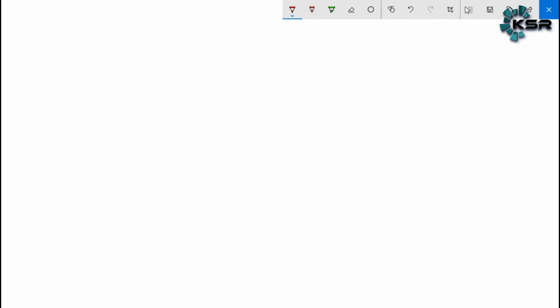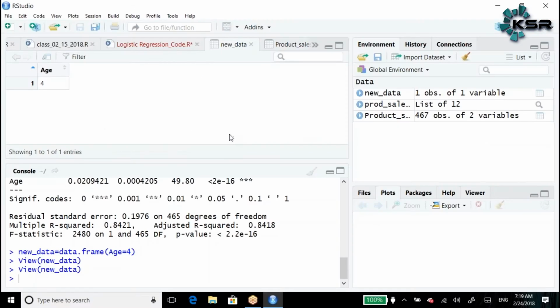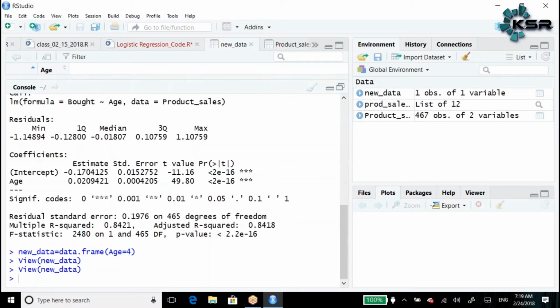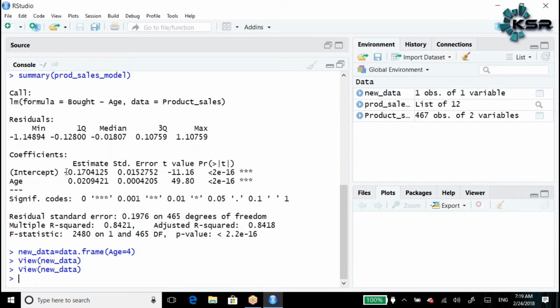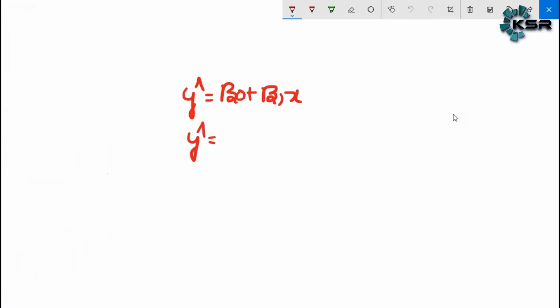Here the thing is, what is the equation? Y hat is equal to beta naught plus beta 1 x. Y hat is equal to minus 0.1704 plus 0.025 into age only. X is nothing but the independent variable. Is it the correct equation?